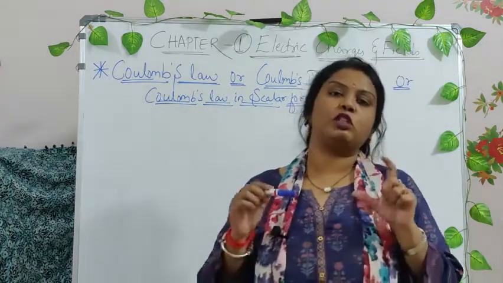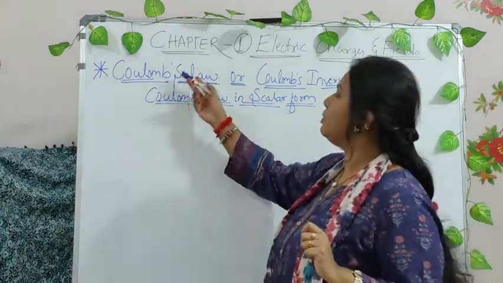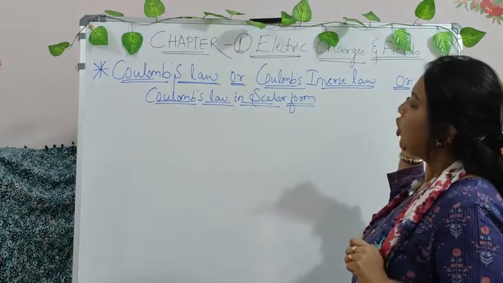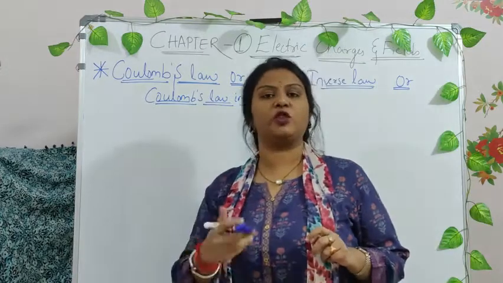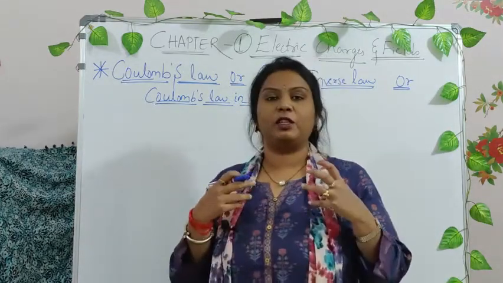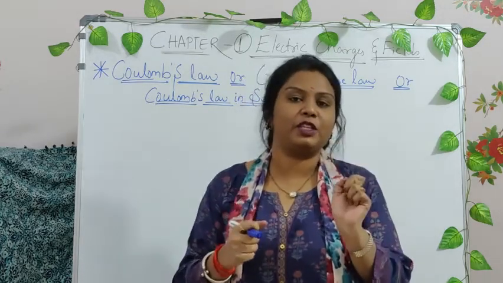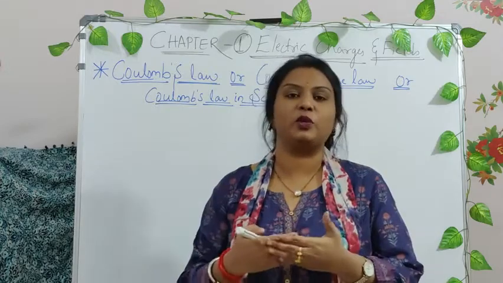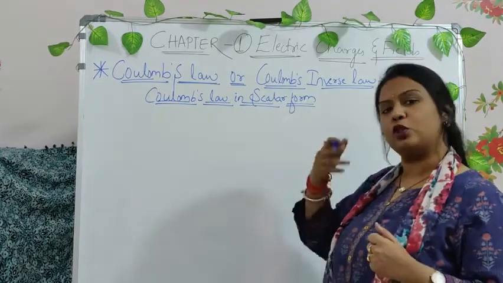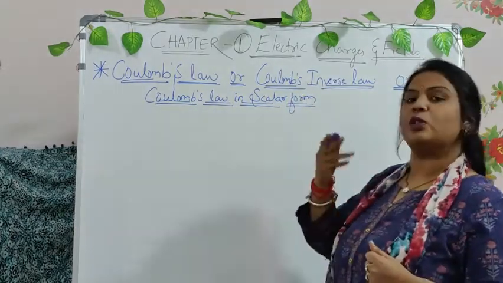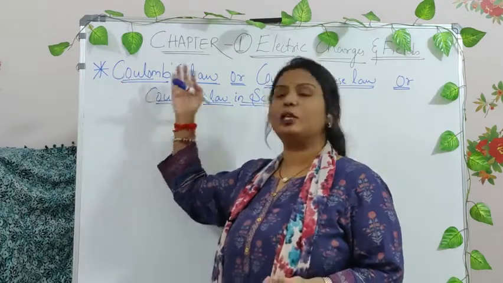Now this particular Coulomb's law can be asked in three different ways, right? It can be Coulomb's law, or Coulomb's inverse law, or Coulomb's law in scalar form. All three mean one and the same. Please do not confuse whenever it is asked. Students usually practice the same notations and abbreviations, and once it is asked differently, you get confused. They can ask you anything. Coulomb's law in scalar form means the same, Coulomb's inverse law is also the same, and Coulomb's law is also the same. But most of the time the question will be asked directly on Coulomb's law.